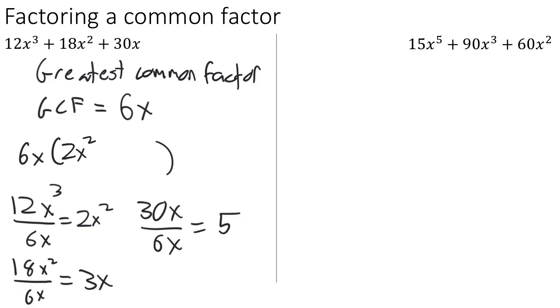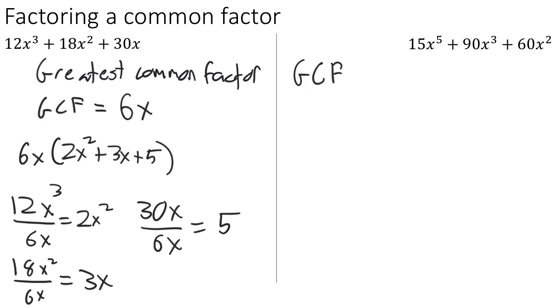2x squared plus 3x plus 5. Now let's look at the second example. We have 15x to the fifth plus 90x to the third plus 60x squared. Our first task is going to be to identify the greatest common factor.